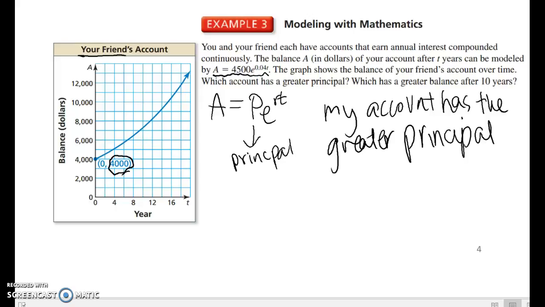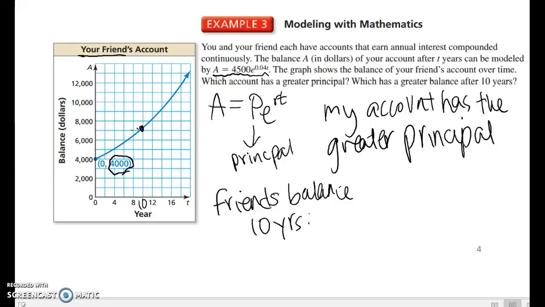Then we want to say which has a greater balance after 10 years. So first let's look at my friend's balance after 10 years. So looking at the graph, 10 would be right here on our graph, and it's somewhere around there, which takes me to just above, it looks like it's just above 7,000. So let's just say it's 7,100, about. After 10 years, you've got $7,100.